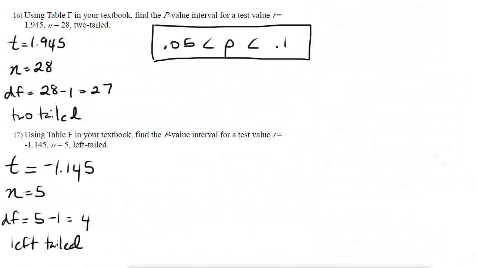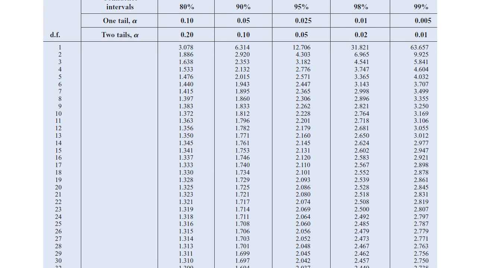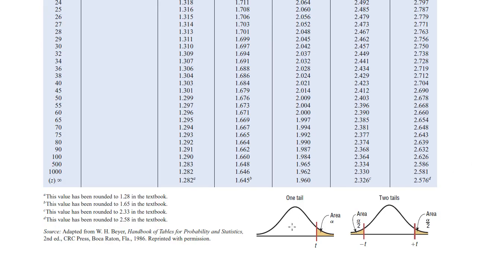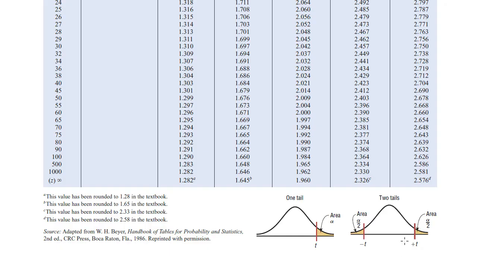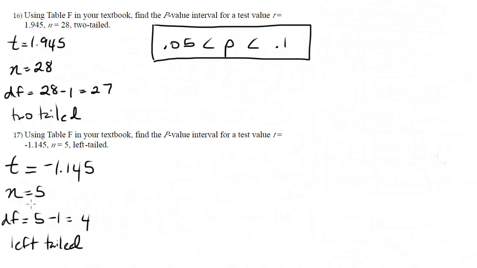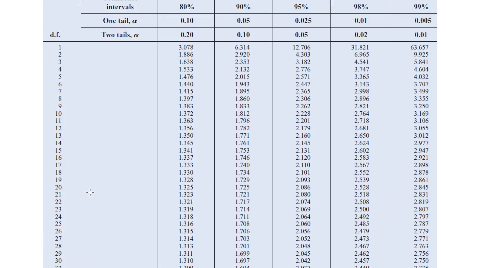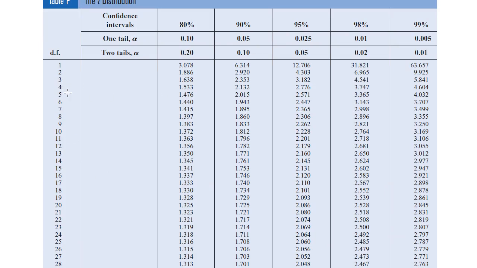So again, if I go back to the table, like we said before, the table gives us the area to the right, positive t value, right? But we're symmetric. So if I look for negative 1.145, that'll be the exact same area or p-value as positive 1.145. So I'm looking for positive 1.145. Degrees of freedom of 4.